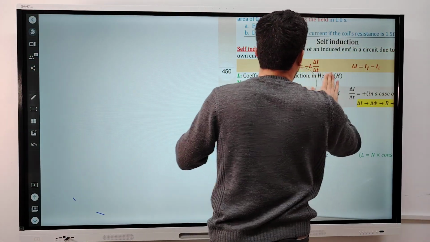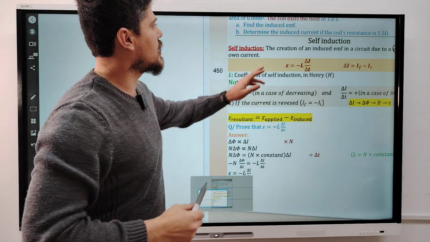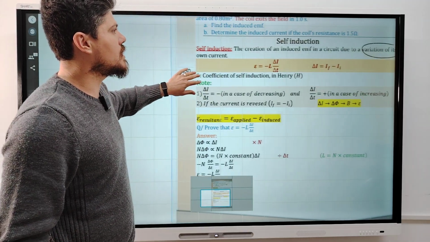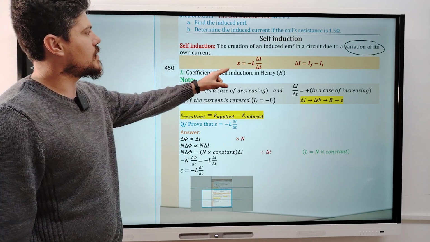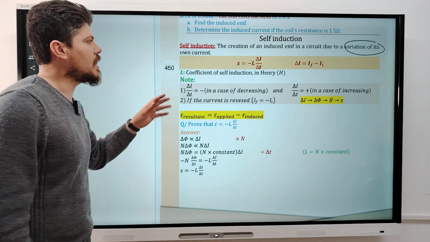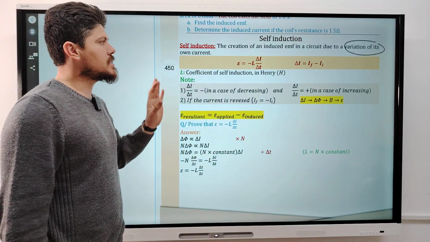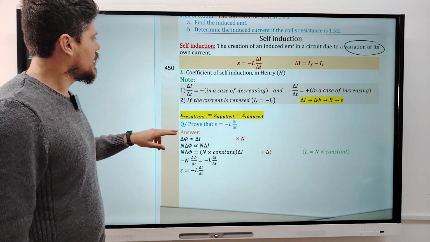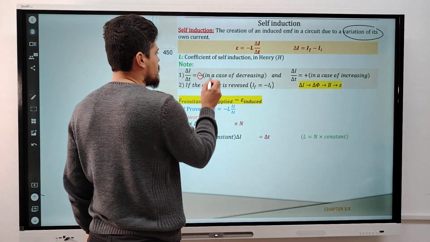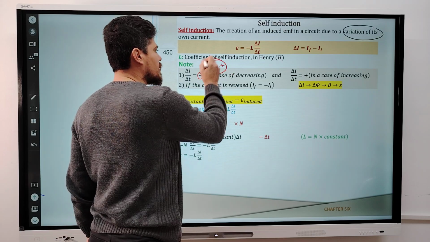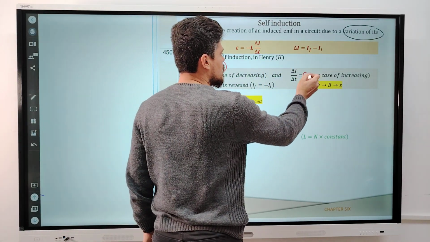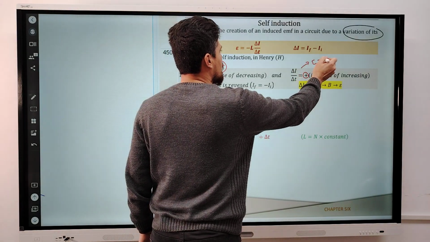If we continue here, the definition of self-induction is the creation of an induced EMF in the circuit due to the variation of its own current. EMF in self-inductance is equal to negative L delta I over delta T, and delta I is equal to I final minus I initial. At constant current, EMF is 0 in the coil. When the current decreases, delta I over delta T becomes negative and EMF becomes positive. When the change in current per period of time increases, it becomes positive and EMF is negative.